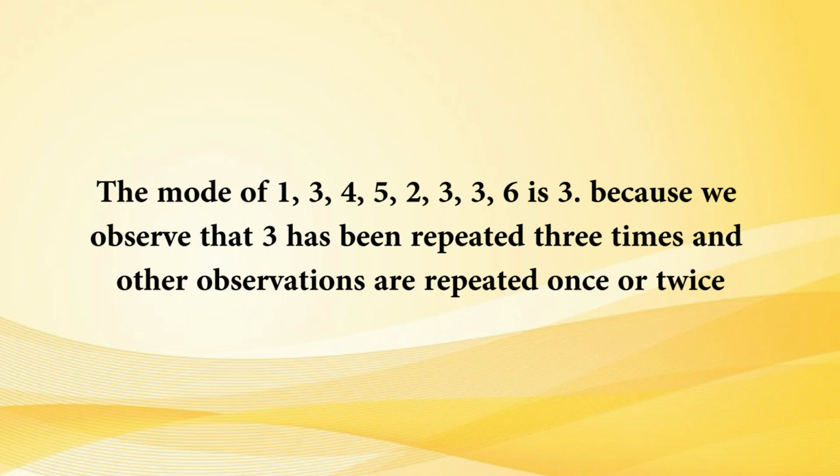We shall look into the computation of mode for raw data with the help of an example. The mode of 1, 3, 4, 5, 2, 3, 3, 6 is 3 because we observe that 3 has been repeated 3 times and other observations are repeated once or twice.